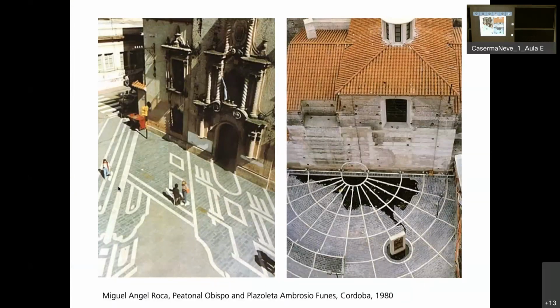Or another interesting example that stems a little bit also from some postmodern examples. I don't know if you guys know these examples. Miguel Ángel Roca is an interesting Argentinian architect, and this is an example taken from his work.